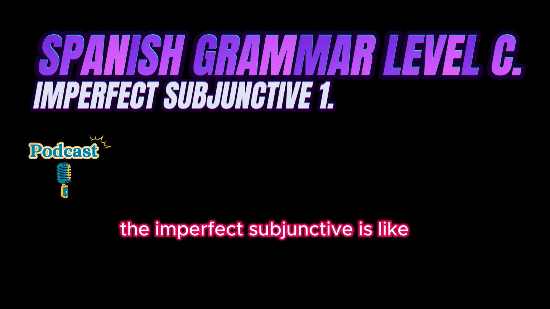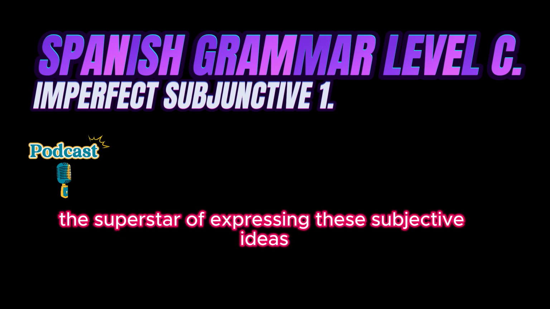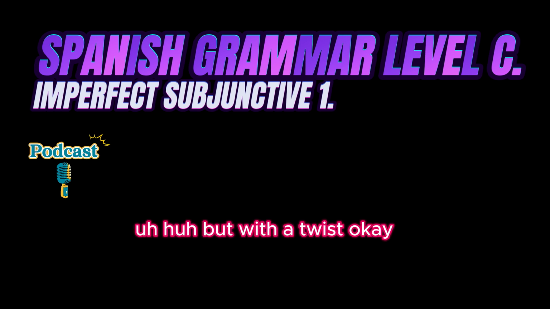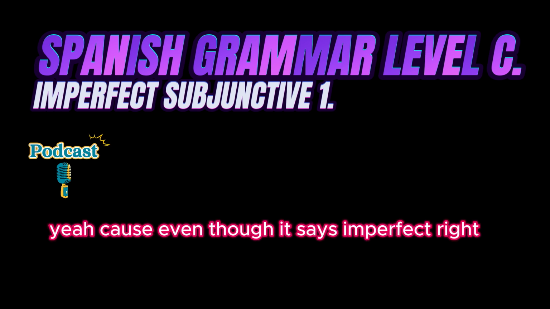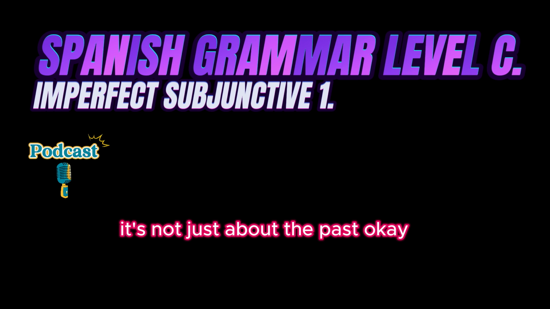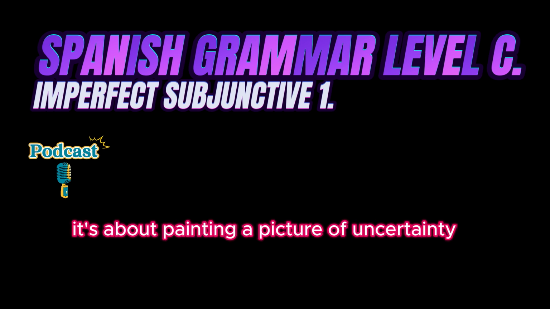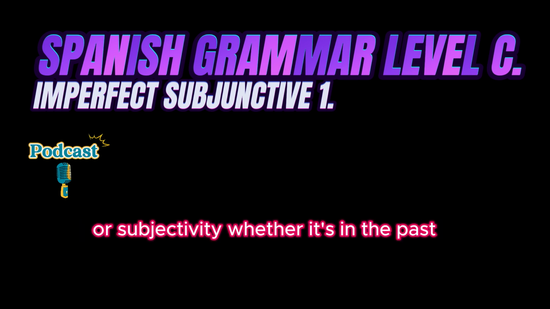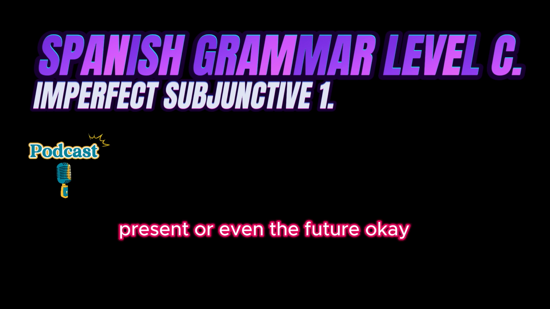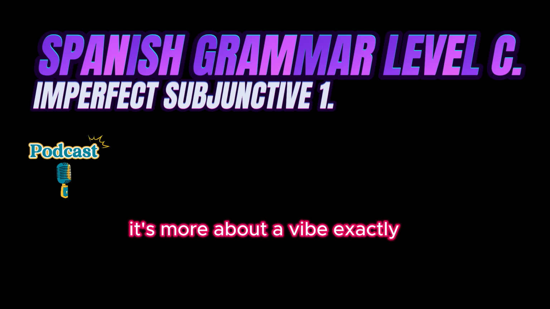Well, the imperfect subjunctive is like the superstar of expressing these subjective ideas, but with a twist. The name might throw you off, because even though it says imperfect, it's not just about the past. It's about painting a picture of uncertainty or subjectivity, whether it's in the past, present, or even the future. So it's not about a specific time. It's more about a vibe.